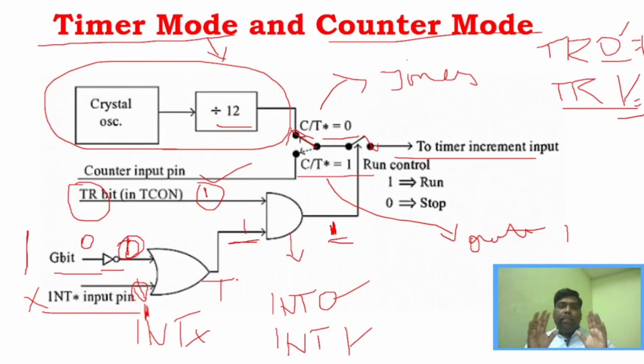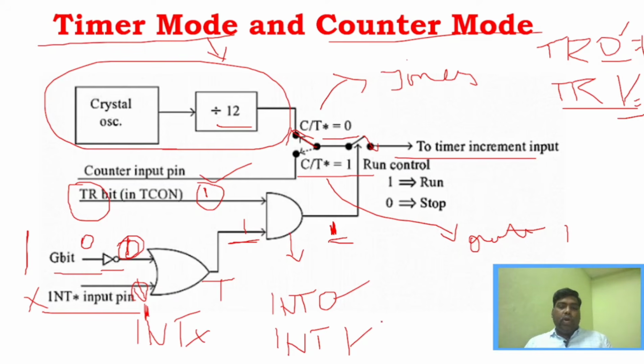Clear? If the gate bit is 0, we don't need to worry about it. If the gate bit is 1, then we definitely have to give an external interrupt. Whenever we give an external interrupt, it will work in counter mode, right? So whenever we give the external interrupt, the external clock pulse, what happens?